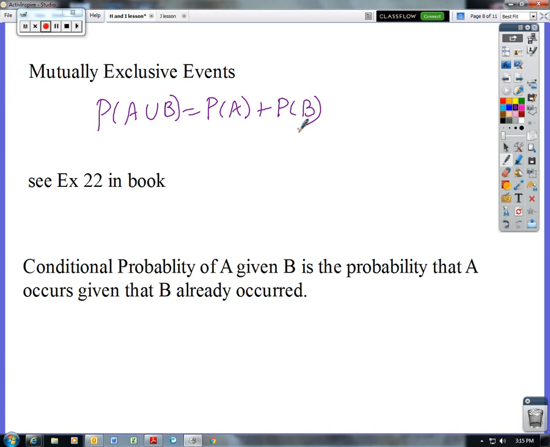Now this can be challenging. The conditional probability of A given B is the probability that A occurs given that B already occurred. And, oh, I'm so sorry. A given B. That's how you write it. That's read A given B.